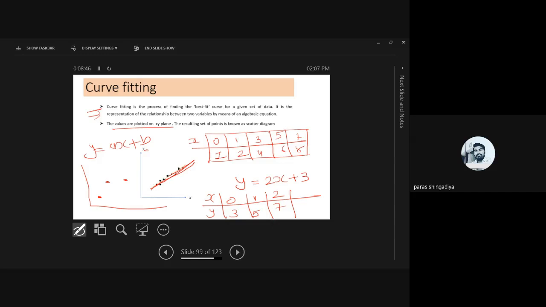The resulting set of points is known as a scatter diagram. It means this diagram that you consider after plotting all these points, and then considering one straight line form, or otherwise any parabola equation and so on. That is called a scatter diagram. In that diagram you have to plot all the points, and then join them and create one straight line. This type of graph is known as a scatter diagram.